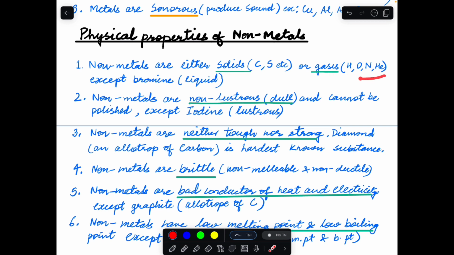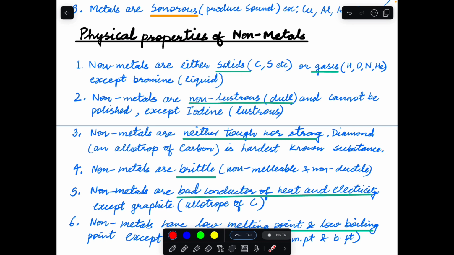Here I am not showing the formula of the gases. I am only depicting the symbol of the element, so don't get confused with that. If you write the formula of gases, it will be H2, O2, N2 and like that. Except bromine. Only bromine is a non-metal which is liquid. Otherwise, they are either solid or gases, mainly gases. So it includes the elements on the right-hand side, which include your noble gases as well as the halogens.